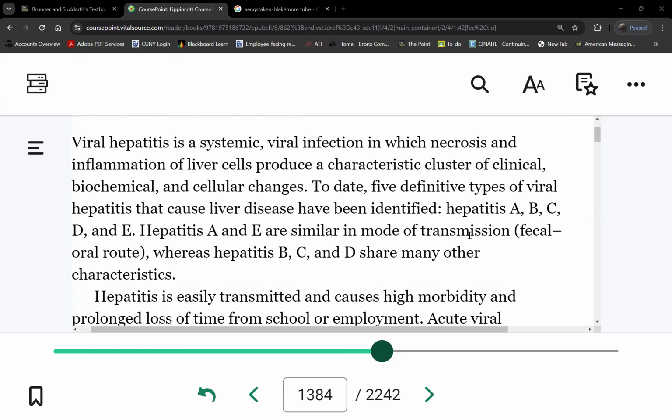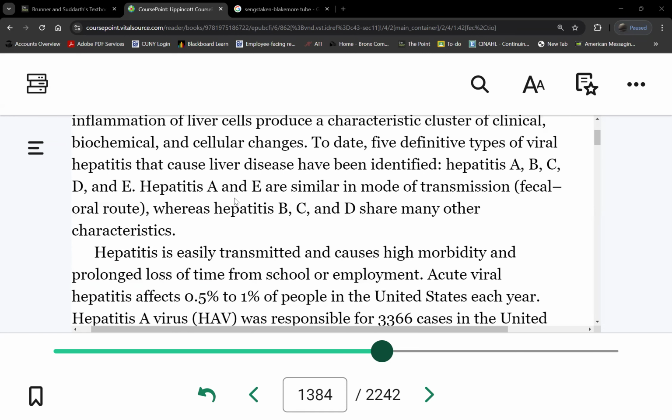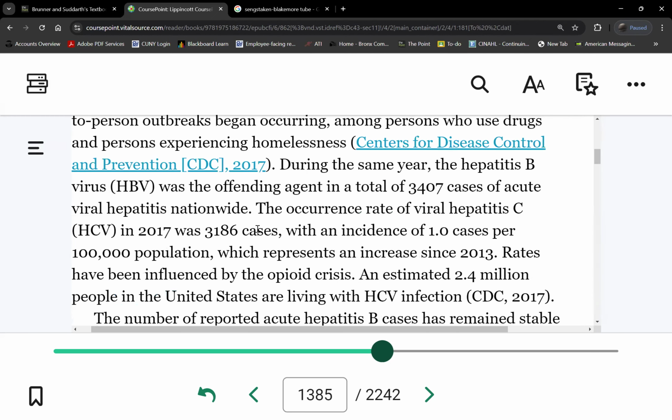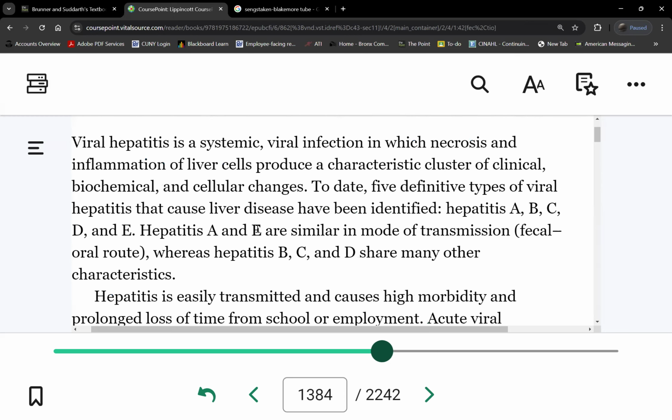There are many forms of hepatitis, but this textbook only talks about A, B, C, D, and E. Okay, and then it tells you right from the first paragraph, A and E are the same. So don't look for a section on E because it's the same as A. Okay. So let me finish with the first paragraph. There's a lot of information here in the intro.